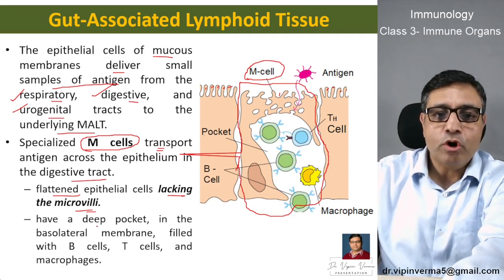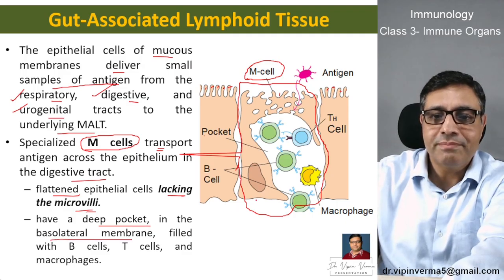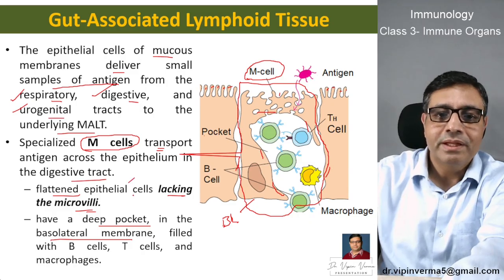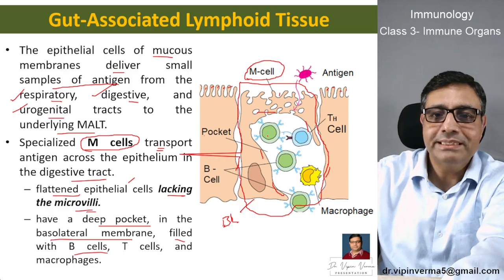And they have a deep pocket in the basolateral membrane. This is the basolateral membrane, the BL membrane, and they have the deep pocket. This is the pocket. You can see here, this is the whole deep pocket. It is filled with B cells. You can find the B cells here. The blue color is the T cell here. So we have the B cell, the T cell, and macrophages.